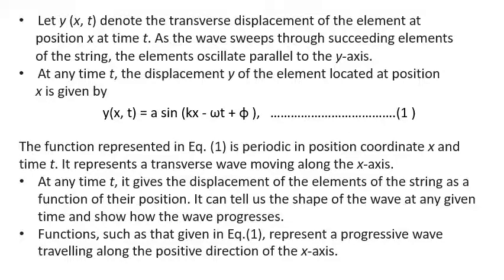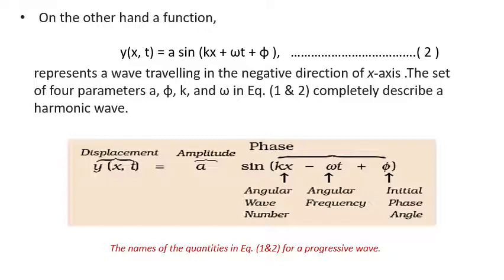This function is periodic in position coordinate x and time t. It represents a transverse wave moving along the x-axis and represents a progressive wave traveling along the positive direction of x-axis. On the other hand, a function y equals a sin(kx plus omega t plus phi) represents a wave traveling in the negative direction of x-axis.